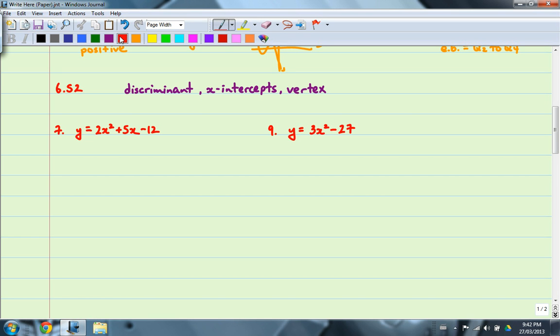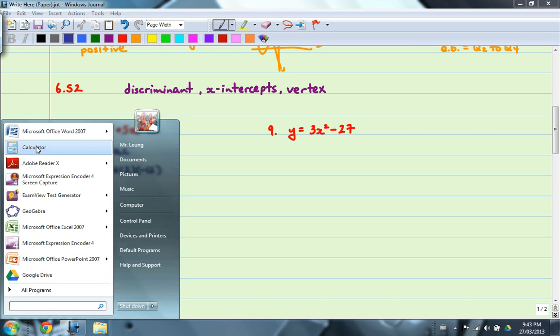So we'll begin with number 7, and the goal of each one of these questions in the middle part is to find the discriminant, find the x-intercepts, and then find the vertex. Okay, so first we'll find the discriminant, which is b squared minus 4ac. And then I'll put in my numbers here, so 5 squared minus 4 times 2 times negative 12 is what I'll have, which is going to be equal to 25.